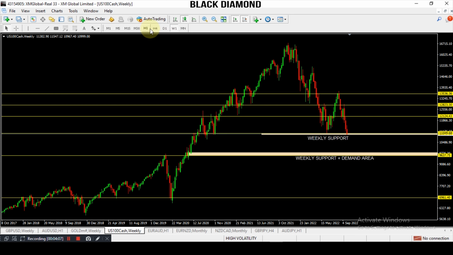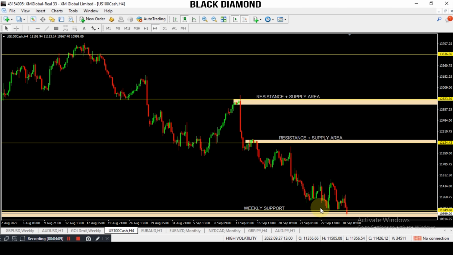Going down to the H4 time frame, if the market really gets support from here and comes back up, we can see it will come to this area of resistance and supply where we might expect to short this market. If this area fails, we can see there's another level here at the top, with a level of resistance and supply where we can potentially look forward to short this market.